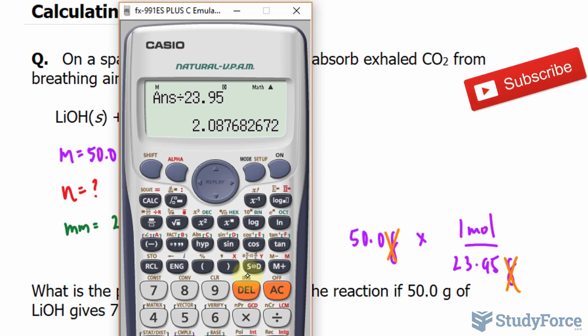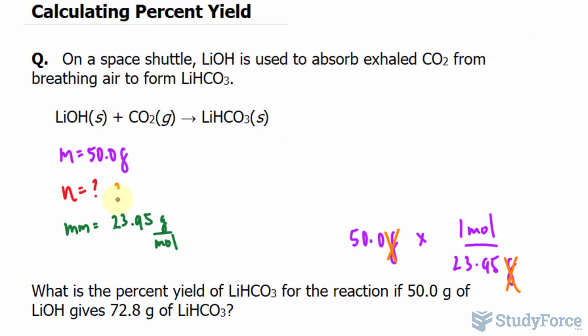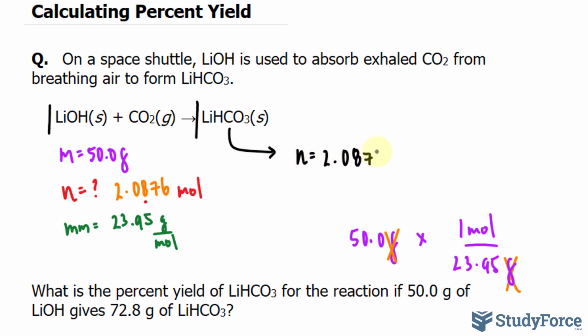We need this to 3 significant figures. But rather than rounding right now, I'll carry a few extra digits. So 2.0876, I'll write. And remember that it should be 3 significant figures. So that is the amount of moles of lithium hydroxide. And notice that it's a 1-to-1 ratio, which means that the amount of moles here is equivalent to the amount of moles here. So N is also equal to 2.0876 moles. Using the molar mass of lithium carbonate and this number, multiplying them together will give us the mass, which is what we're looking for. And the mass that we find is the theoretical yield.